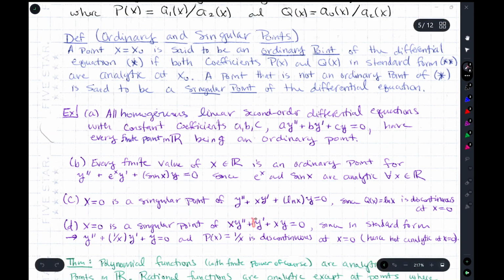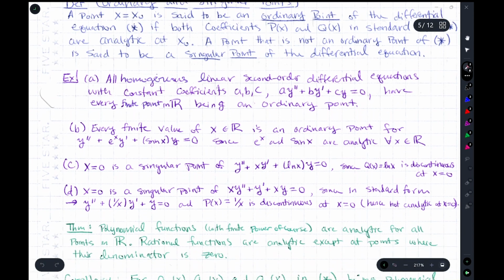Each of these terms, like 1, x, and x, are analytic terms, but this is not in standard form. You've got to put it in standard form, okay? That's very important. Once you put it in standard form, you get this. And now P of x, so there's no problem with that 1. That's analytic. Q of x is analytic. But this is discontinuous. P of x is discontinuous at x equals 0 and hence not analytic at x equals 0.